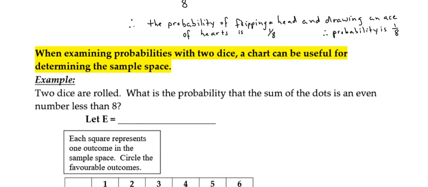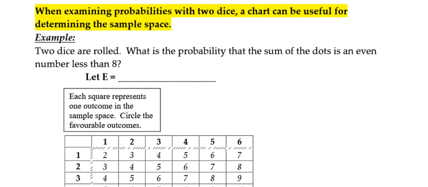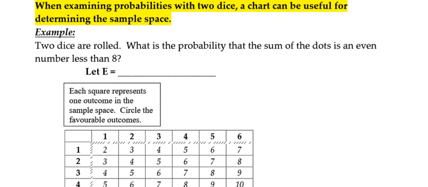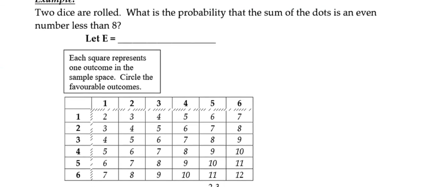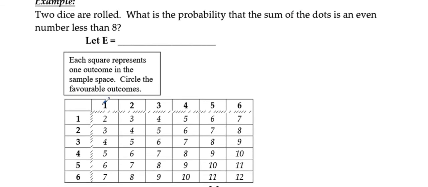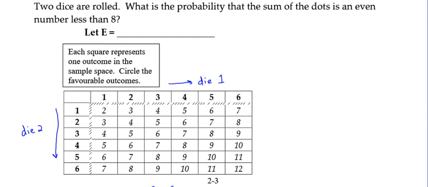The next type of example you're going to see are examples that involve rolling two dice. When you roll two dice, a chart can be useful for determining the sample space. So this is what we call the dice chart. So these numbers here, 1, 2, 3, 4, 5, 6, this represents rolling die 1. And these numbers down here, 1, 2, 3, 4, 5, 6, represent rolling die 2. And all of the numbers in the middle represent the sum of the two dice.